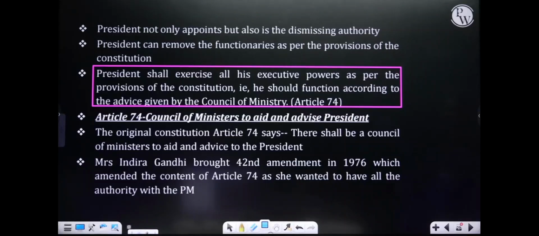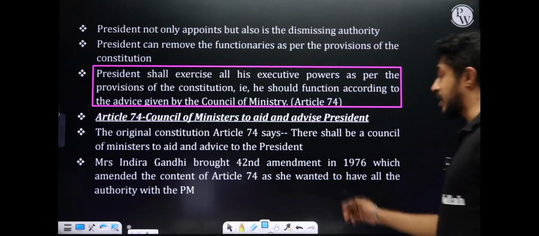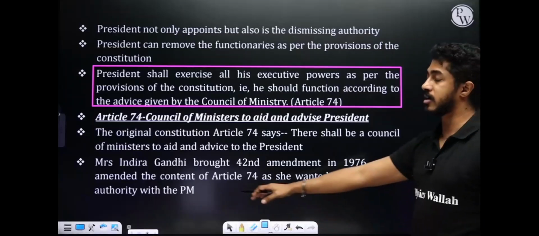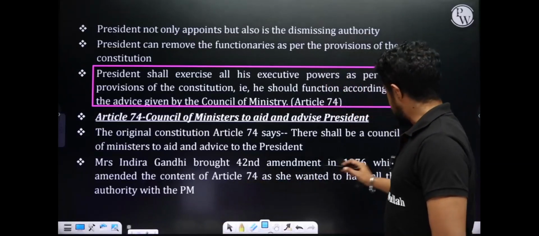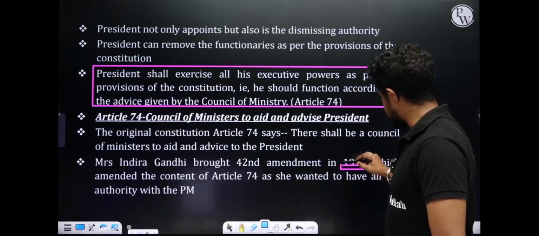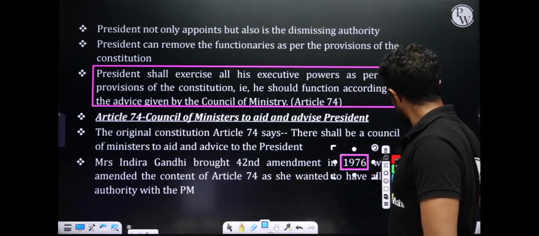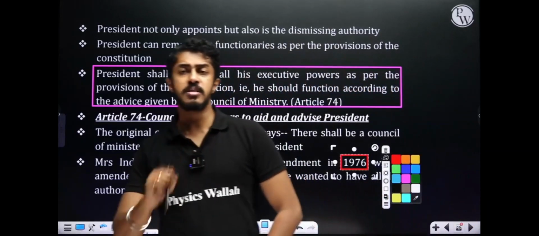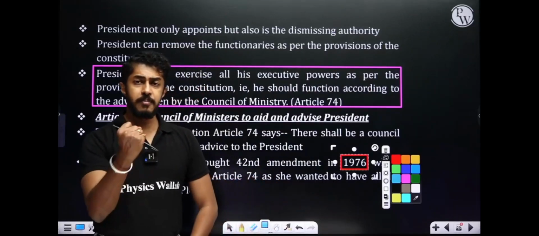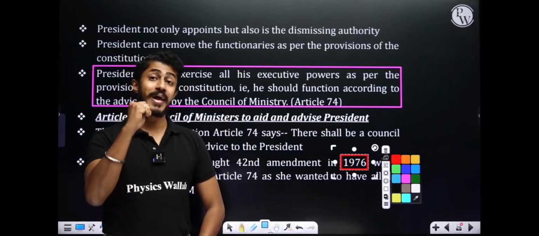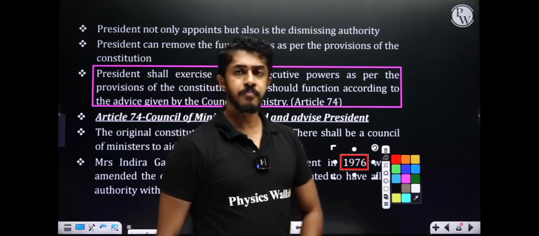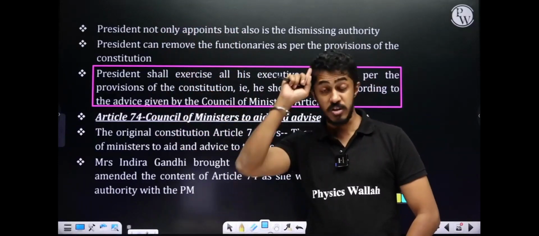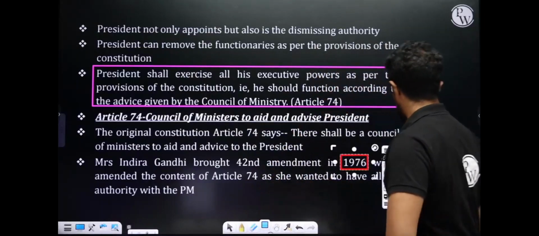Mrs. Indira Gandhi brought the 42nd Amendment in 1976, which amended the content of Article 74 as she wanted to have all the authority with the Prime Minister. That means during the emergency period, she brought this amendment. All the power should be with whom? With the Prime Minister, not with the President. The Prime Minister will take all the decisions. President, you just sit there. This is what she wanted to do. But no, that also changed.